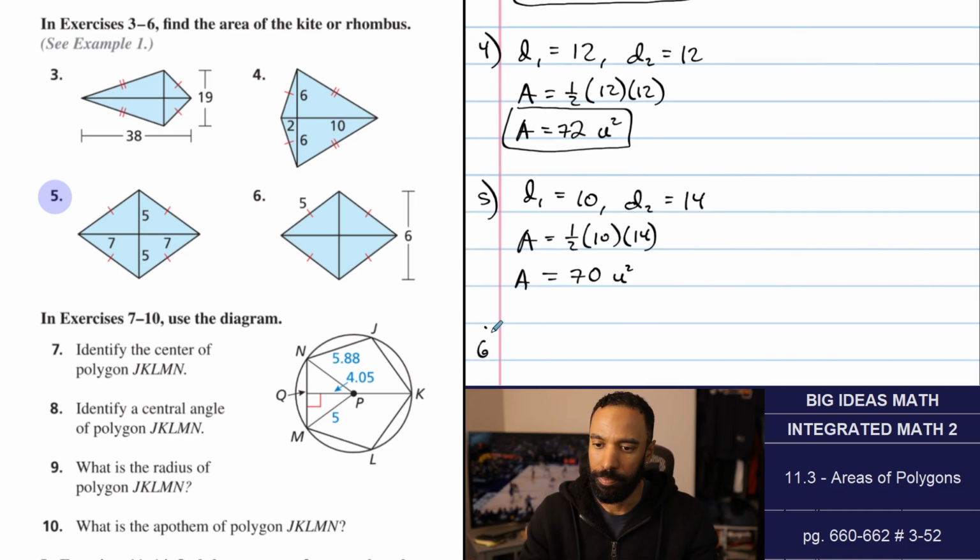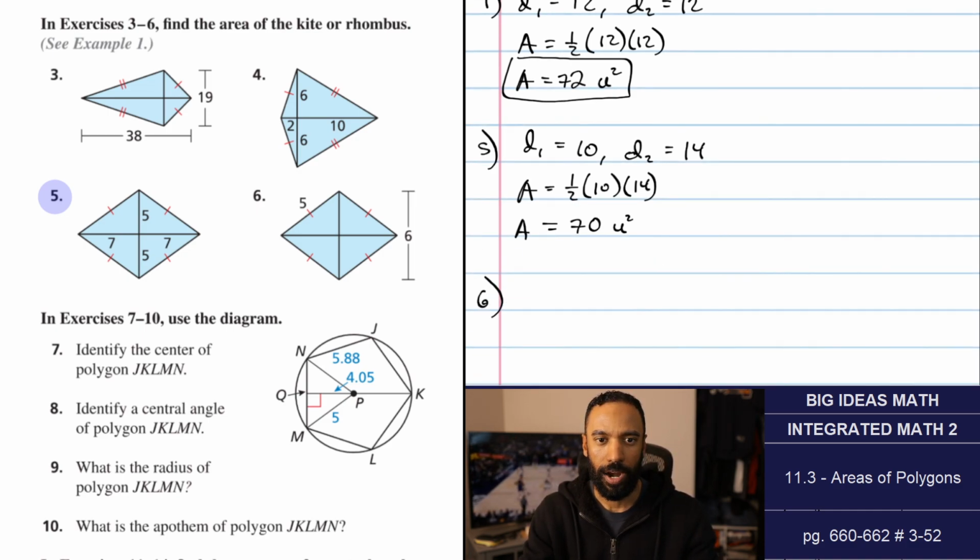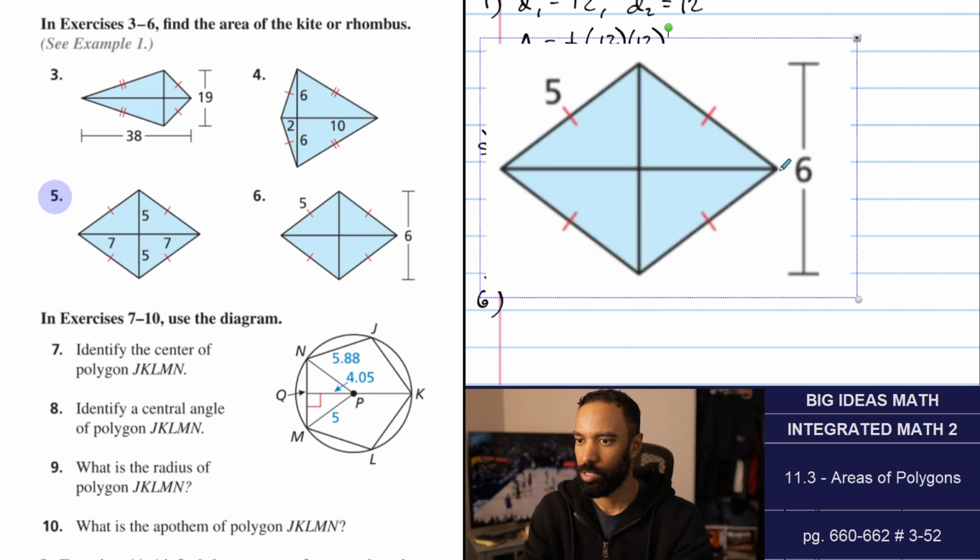And then number 6, this one's a little bit different. Give me 1 second, I might copy and paste this one, and then I'll drag that number 6 part over.